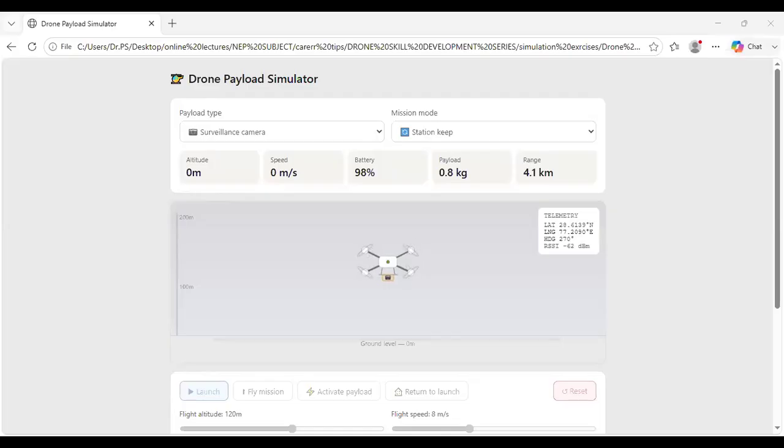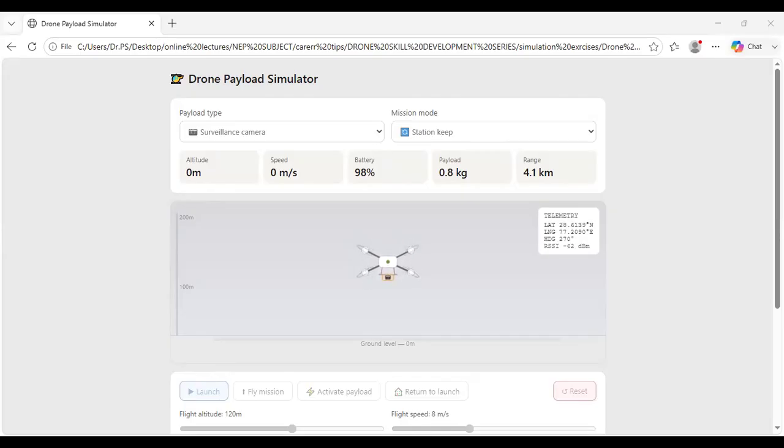So you are now watching the simulation window of a drone payload simulator. Let us first understand the term. What exactly is a payload? In short, payload is nothing but an extra weight that is added to the drone system, which it is subject to carry during the time of takeoff.